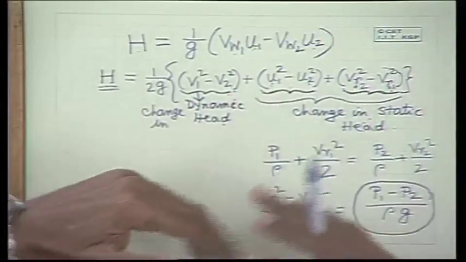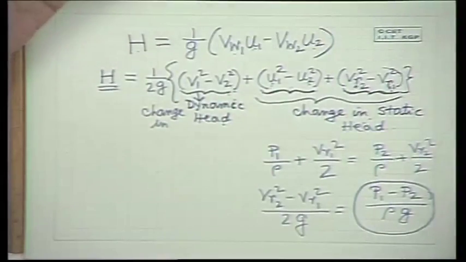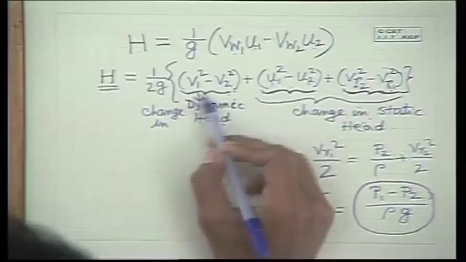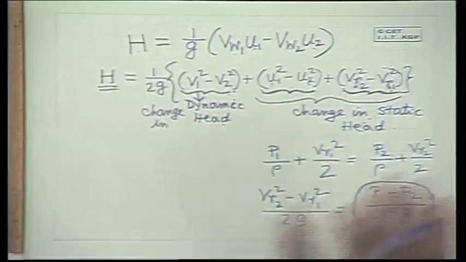That means either the fluid loses its static head. What is the static head? That is the pressure head. It loses its pressure energy and it is given to the turbomachine, or it extracts from the turbomachine the pressure energy or the static energy in it. So these are the three components for the head.